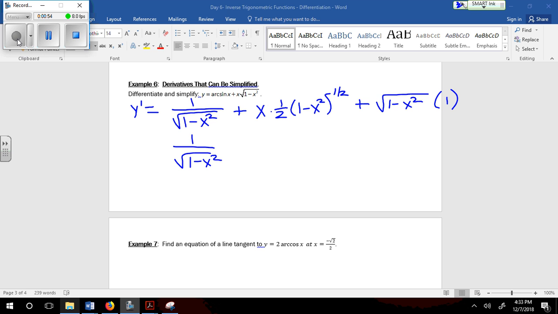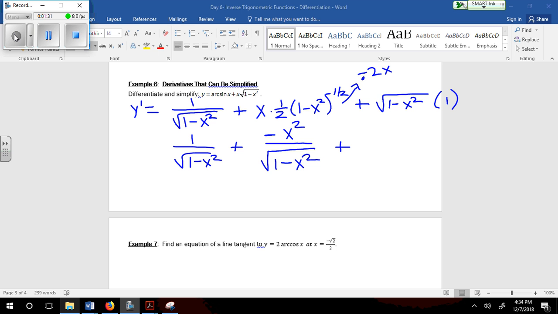We need common denominators. So this ends up being x over, I forgot to do my chain rule here, so I should have multiplied by negative 2x. So it should be x squared over the square root of 1 minus x squared, and it is going to be negative, plus I have the square root of 1 minus x squared.